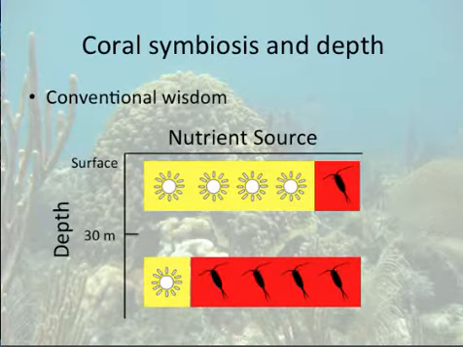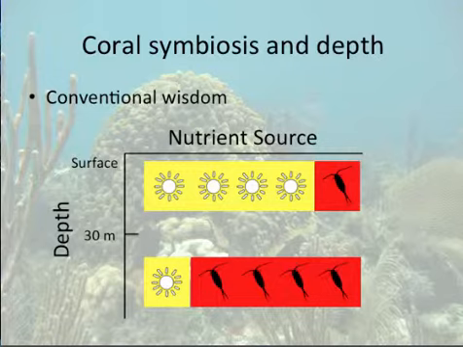So what do we expect to see happen at depth? Well, this is the same thing that I talked about earlier. Conventional wisdom says that shallow corals get almost all of their nutrients from photosynthesis. When light is abundant, corals rely on these translocated nutrients in order to get all of their energy needs. They only rely a little bit on feeding.